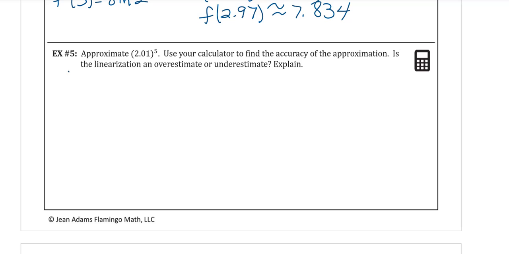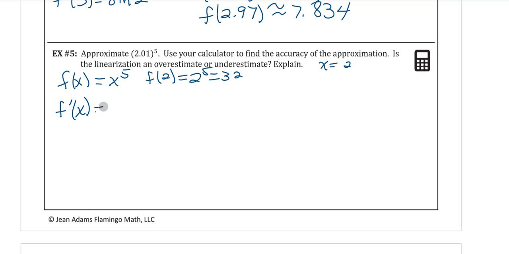We can say that f of x is x to the fifth. Since we want to raise a decimal to the fifth power, we can just use that value. And we're going to be near x equals 2, so that's going to be 2 to the fifth, which is 32. So we have that. So now we need to take the derivative, so f prime of x. This is a nice simple power rule, 5x to the fourth.